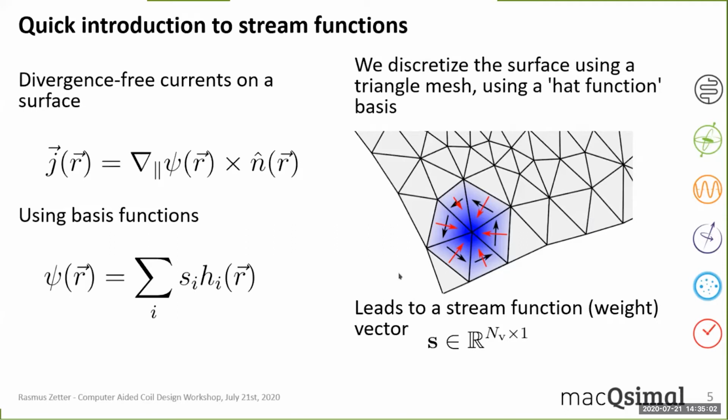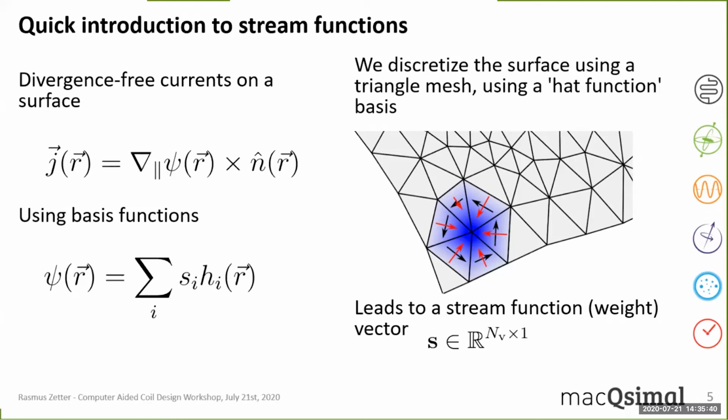Right, so hat function, there's one hat function for every vertex in your mesh, and they're defined such that the hat function for this singular vertex is 1 at the vertex, and then the function linearly decays to 0 at the edges of neighboring triangles. So here's the hat function value in blue, the gradient of the hat function in red arrows, and then the black is the surface current density, so the rotated gradient, which then is a nice little current loop around that vertex.